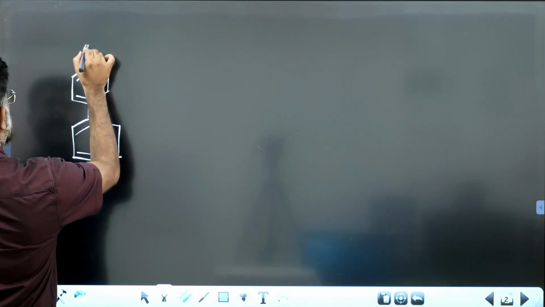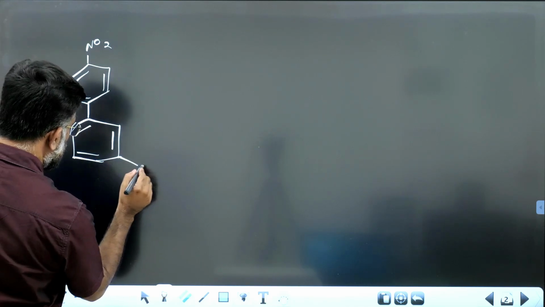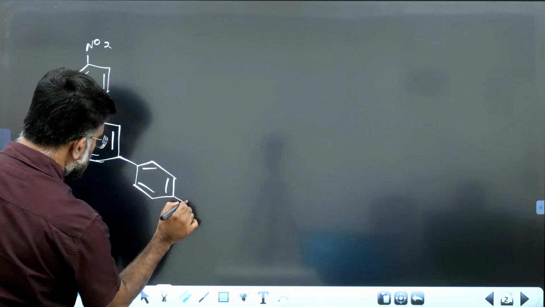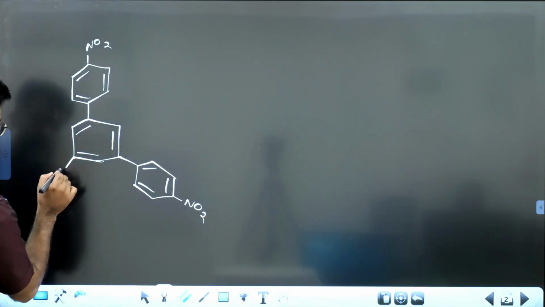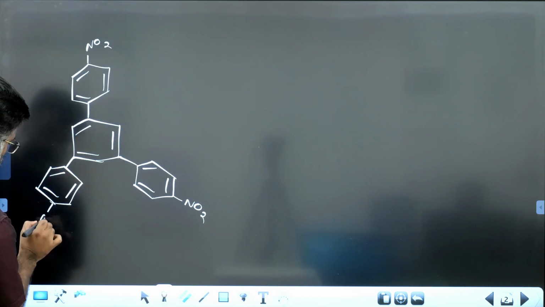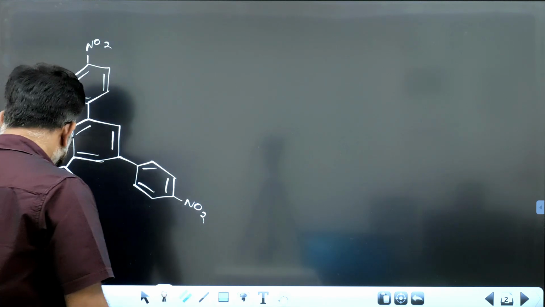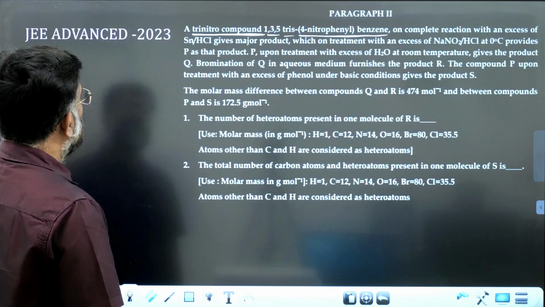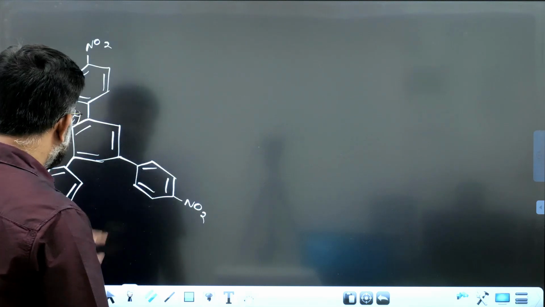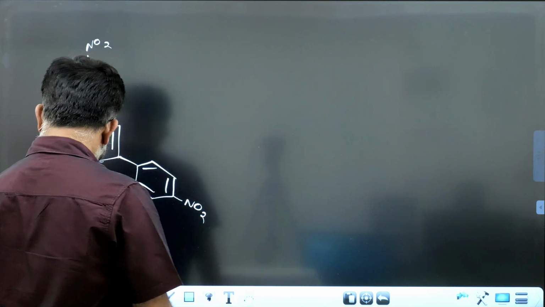Very easy to understand. This is 4-nitrophenyl, it should come at 1, 3 should come here, and 1 should come here. I hope it is pretty good, right? Let us verify once again. 1,3,5-tris(4-nitrophenyl)benzene. Isn't it perfect? Good. Fine.